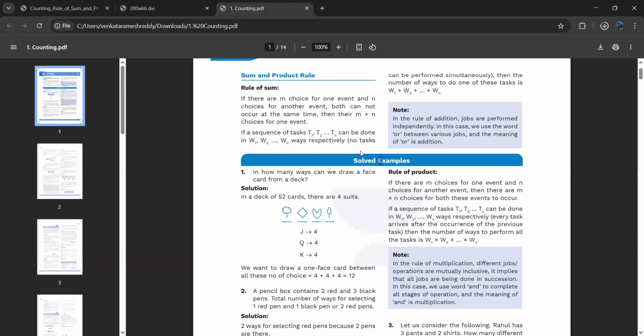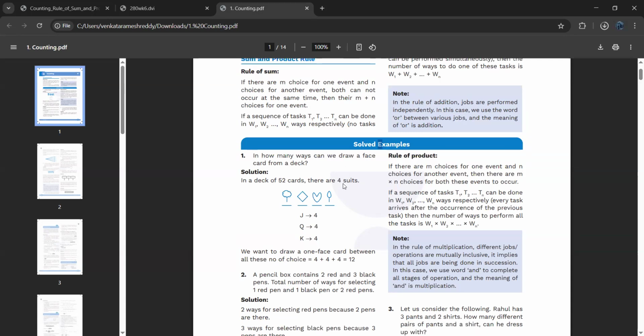Suppose if we are containing two events, we'll add the two. But if we are containing n number of ways, we'll add all those. Suppose a sequence contains tasks T1, T2, up to Tn, and they can be done in W1, W2 up to Wn ways, then we will add those W1, W2, W3. So we'll see some example here.